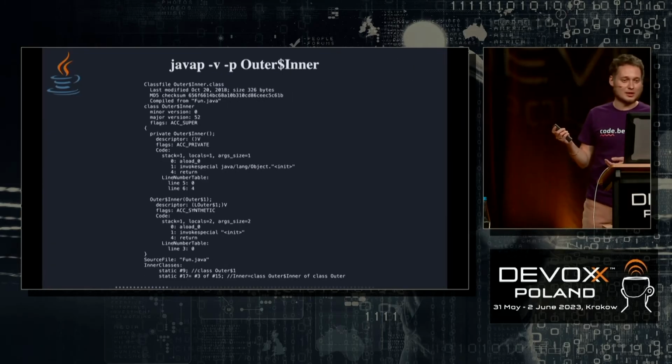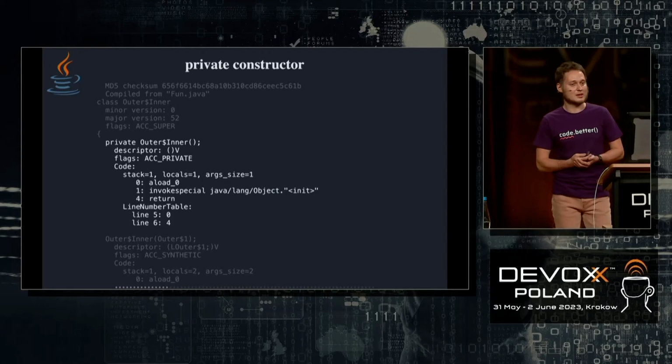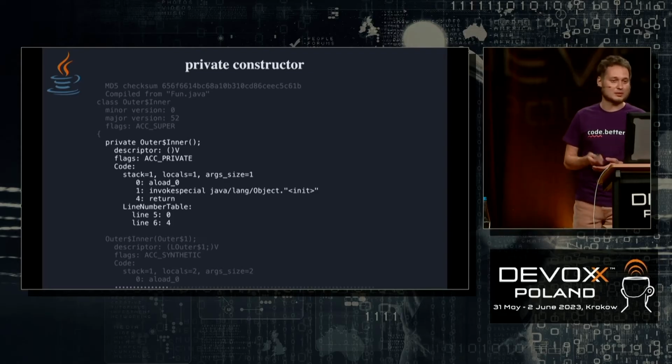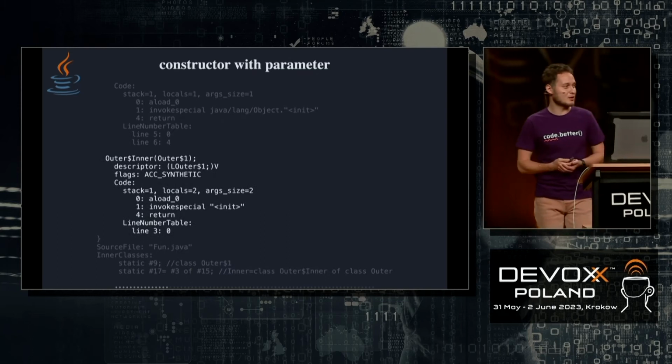Let's have a look at the inner class. What happens in the inner class? There is a private constructor. This constructor we declared in our source code. Here is the constructor with a parameter.